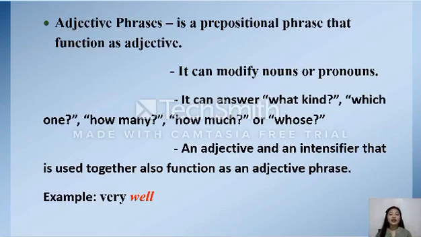Next, we have adjective phrases. It is a prepositional phrase that functions as an adjective. It can modify nouns or pronouns. It can answer what kind, which one, how many, how much, or whose. An adjective and an intensifier that are used together can also function as an adjective phrase. Here on the example, the word well is an adjective and very is an intensifier that are used together and function as an adjective phrase.